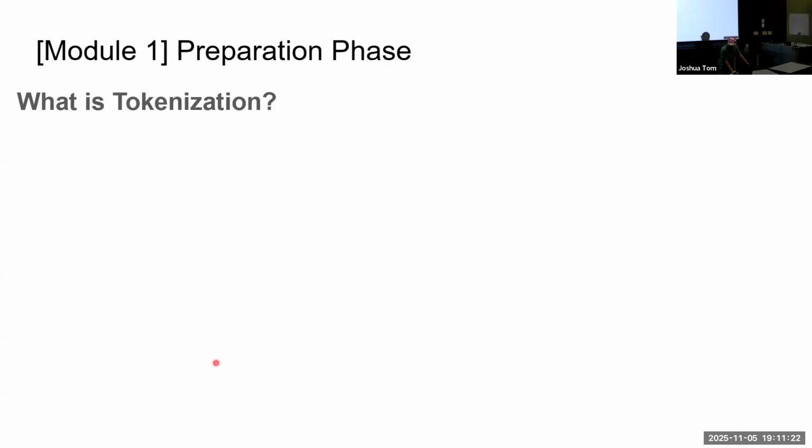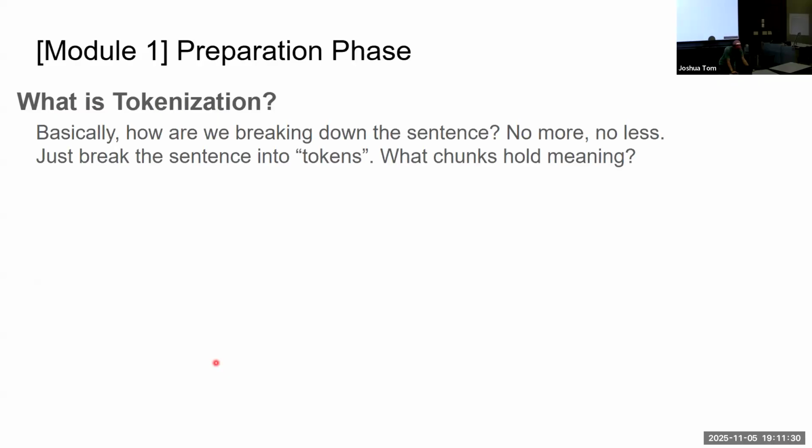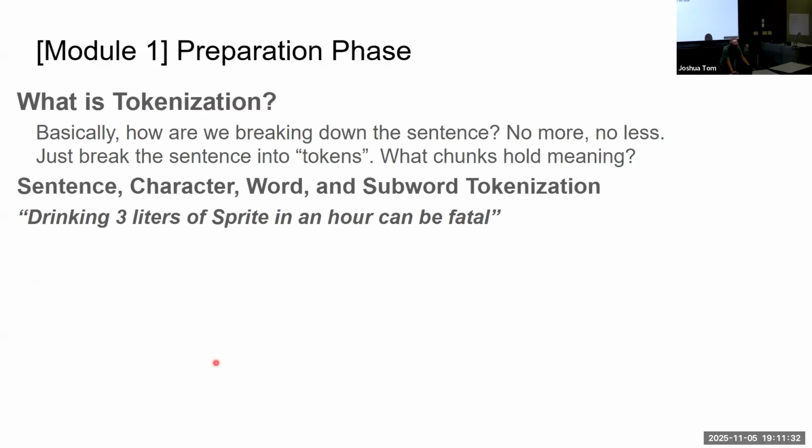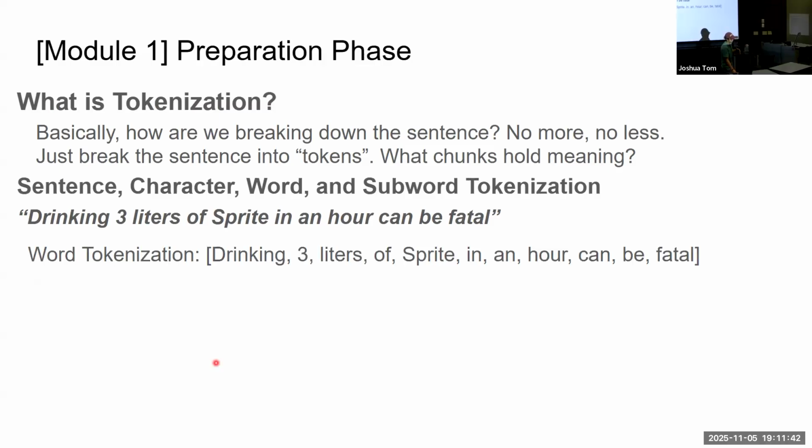So, all right. We're starting the first part, which is tokenization. It's so boring, but it's literally just breaking down a sentence into chunks. Tokens can be whatever you want. So let's say we have a sentence: drinking 3 liters of Sprite in an hour can be fatal. We can break that down into word tokens, like how we kind of think about sentences. So each word is its own part.